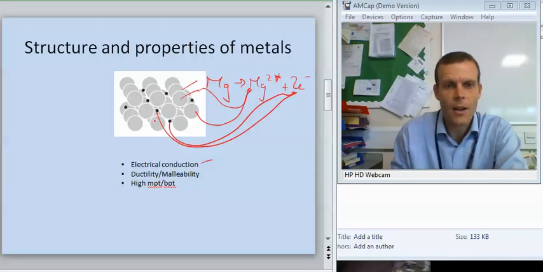Whereas if you were to hit a crystal of sodium chloride, it would shatter because the positives and negatives would be misaligned and it would fly apart. It also means, because we've got this kind of glue of the electrons holding it together, we have a relatively high melting point and boiling point.